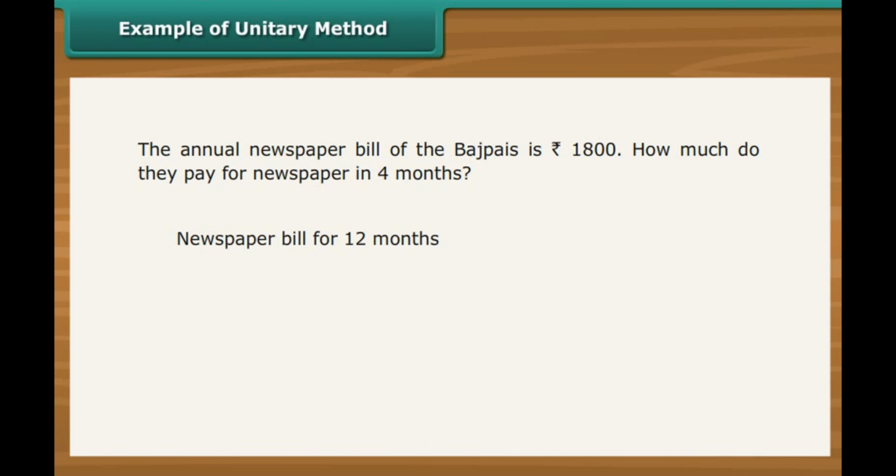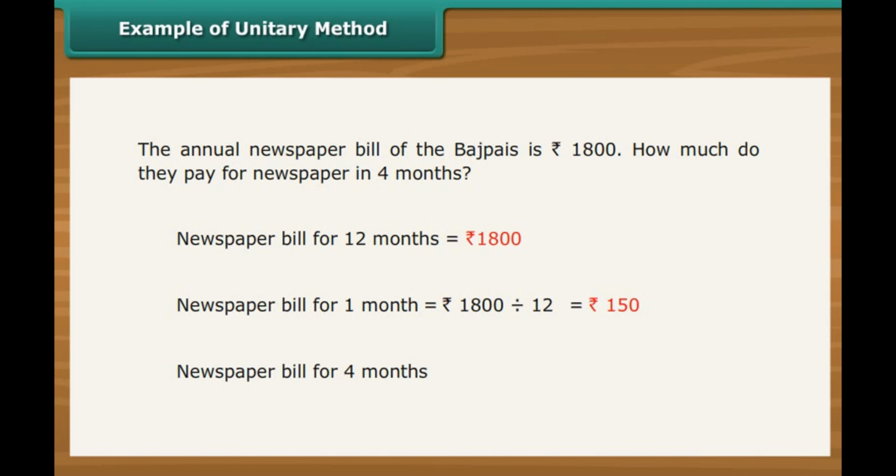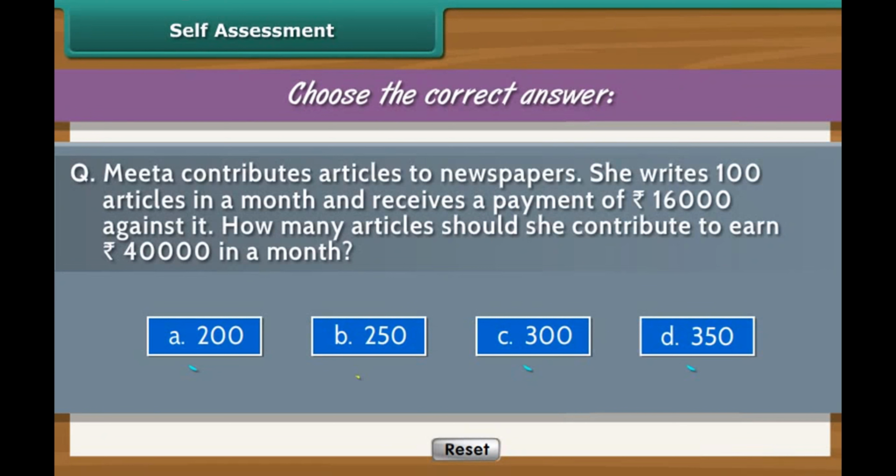Newspaper bill for 12 months is equal to rupees 1800. Newspaper bill for 1 month is equal to rupees 1800 by 12, that is rupees 150. Newspaper bill for 4 months is equal to rupees 150 into 4 is equal to rupees 600. Self-assessment. Attempt a question to test your understanding of unitary method.